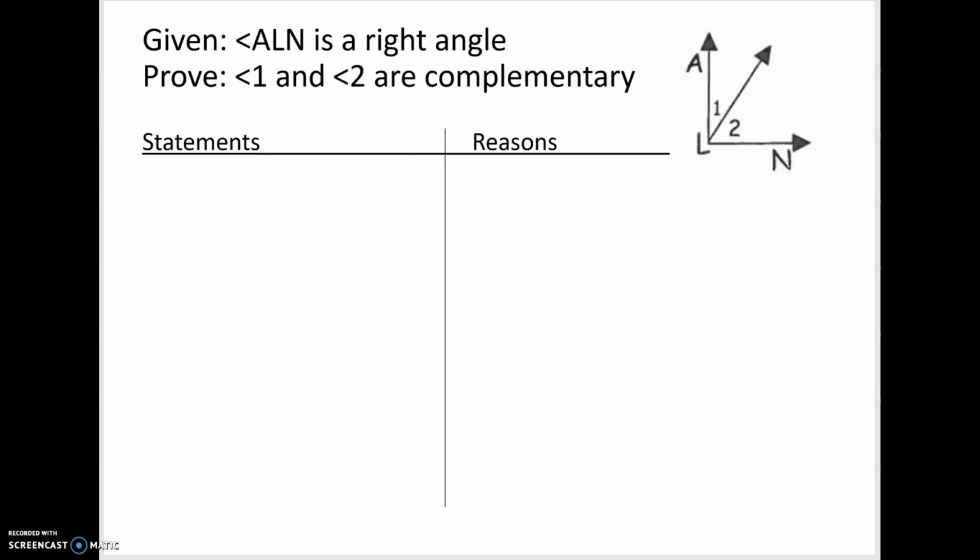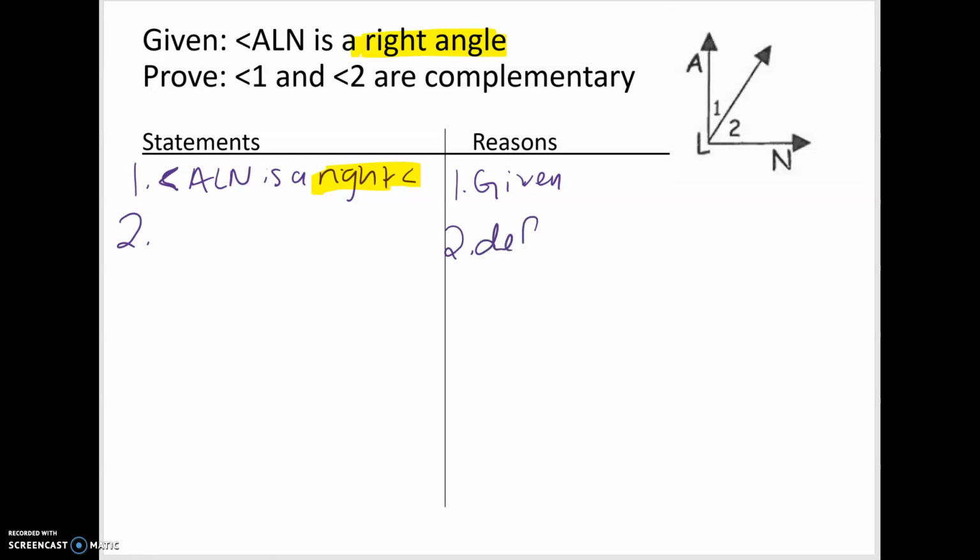Okay, my next one, remember every proof starts with your given. So I'm automatically going to say angle ALN is a right angle. Hopefully you're catching on. I have a word. So my step 2 is going to be a definition of right angle, which tells me the measure of angle ALN is 90 degrees.